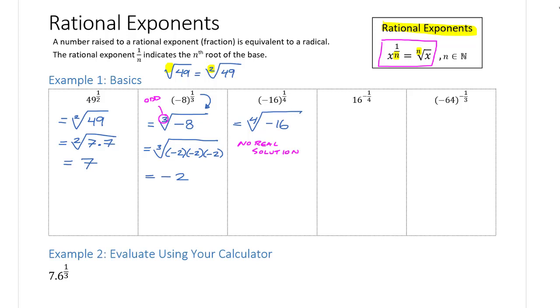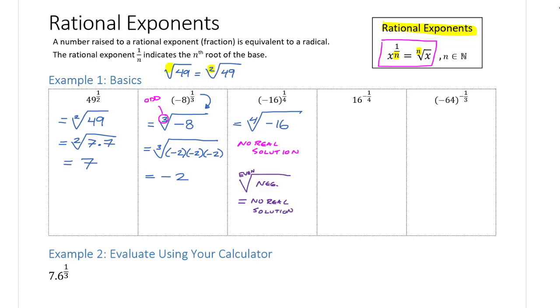So the thing we want to keep in mind is anytime we encounter this scenario where we have a root with an even number here, like 2 or 4 or 6, and a negative value under the radical, that will always give us no real solution. So in this case, if you try and punch that in your calculator, -16 to the power of 1/4, it's not going to work. It's going to say error or something like that, math error. All right, so there we go.